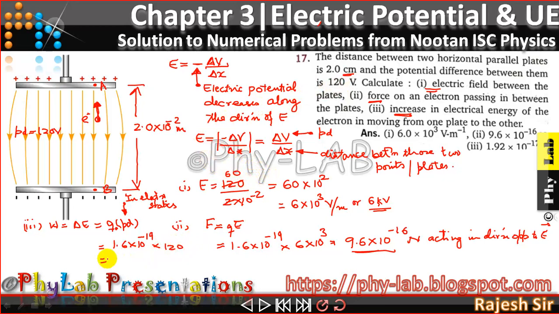So let's solve it out. On multiplying 1.6 by 120, it is going to be 192 into 10 to the power of minus 19, or simply 1.92 into 10 to the power of minus 17 joule, friends. So that is the amount of work that one is going to do or obtain whenever this charge moves in between the two plates, and that happens to be 1.92 into 10 to the power of minus 17 joule, friends. So I hope this will give you a solution or an insight to understand this particular problem, friends.